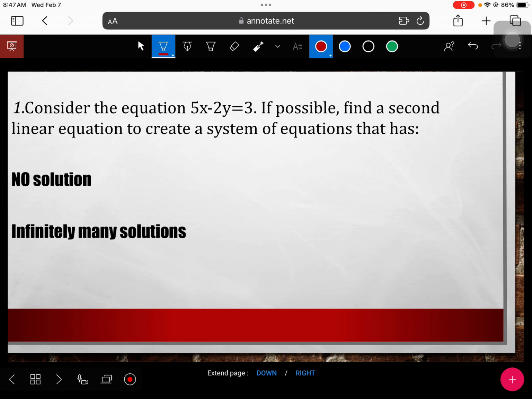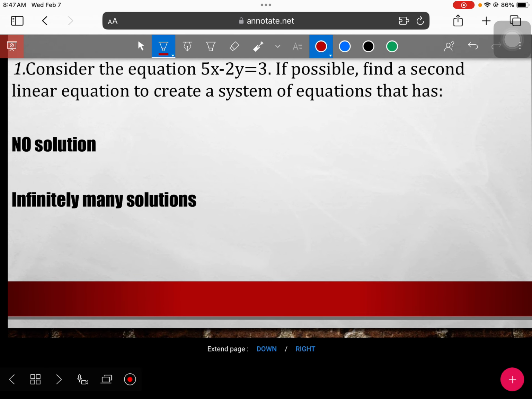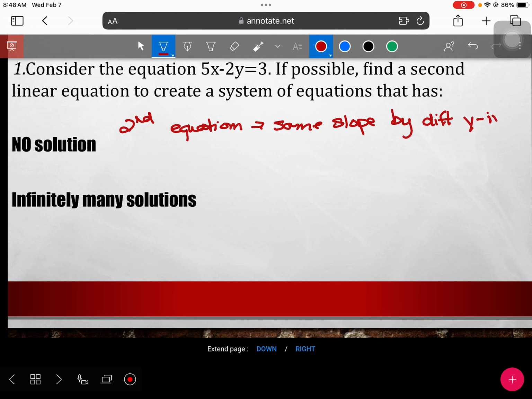44, consider that same equation. How would I find a second linear equation to create a system of equations that has no solution? What would it have to have again? Second equation would have to have the same slope, but different y-intercepts. Okay, hopefully you can figure out an equation that works for that, and infinitely many solutions.